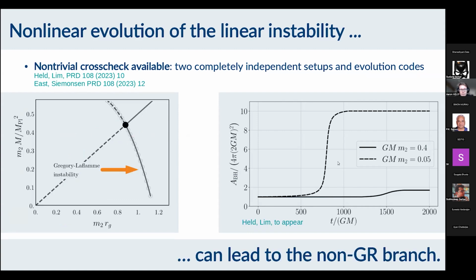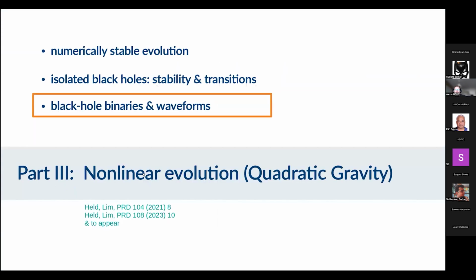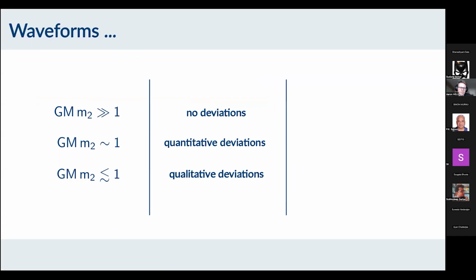In any case, what we definitely know is that it can lead us from the GR branch to the other branch of solutions. And that is something that we are starting to use in simulating binary waveforms, because it gets us around the problem of producing initial data, because we can just take the GR initial data.